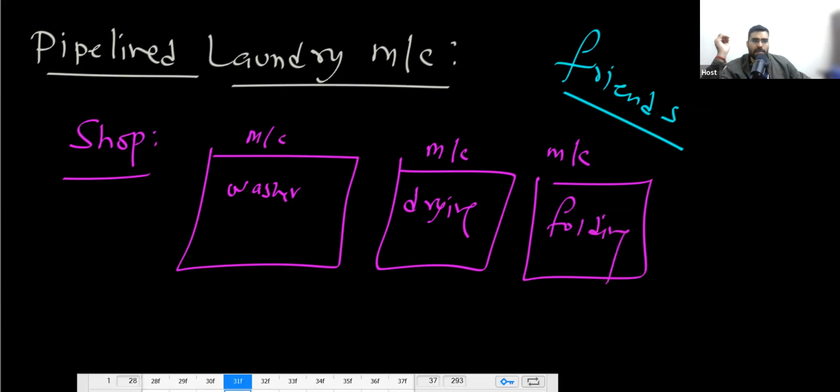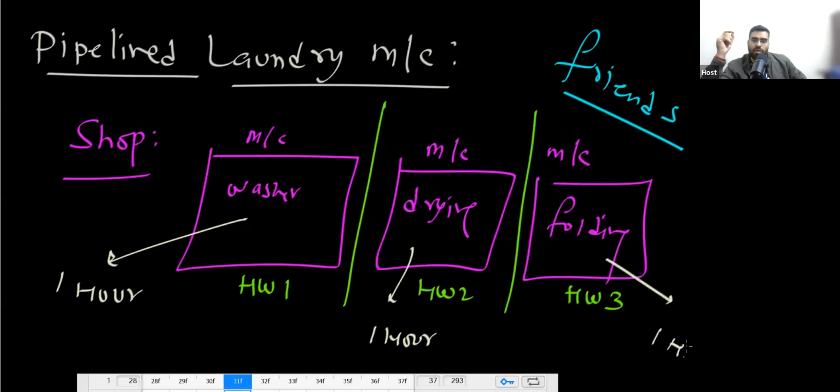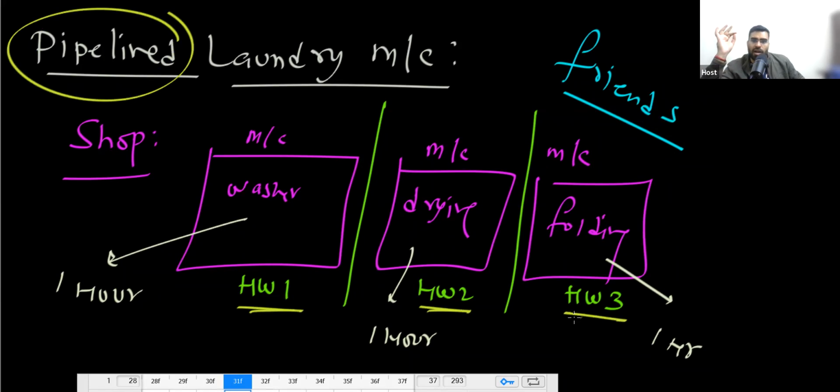Is this clear? Now you have divided your hardware. It's like hardware 1, hardware 2, hardware 3. You have separated your hardware. Now this is taking 1 hour, this is taking 1 hour, and this is taking 1 hour. Is this clear? You can consider this pipeline laundry as you having divided your hardware like this.